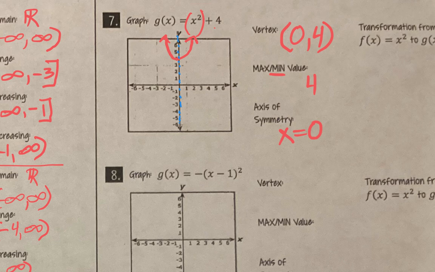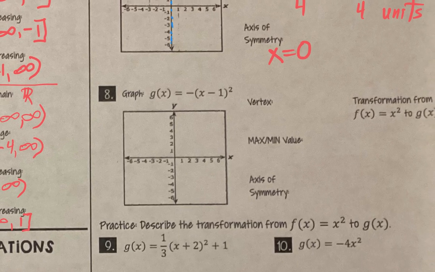Okay, so transformation form, we went from x squared, f of x, to g of x, which was x squared plus 4. We know that that is a vertical shift up 4 units. Okay, feel free to go back and rewind this and watch this again if you need to. Let's look at our next problem.